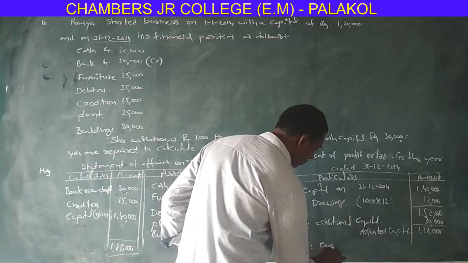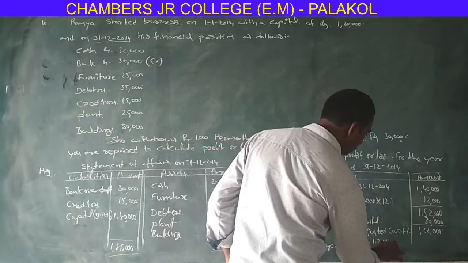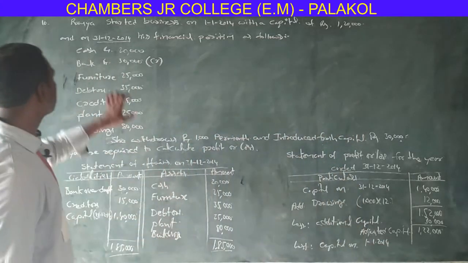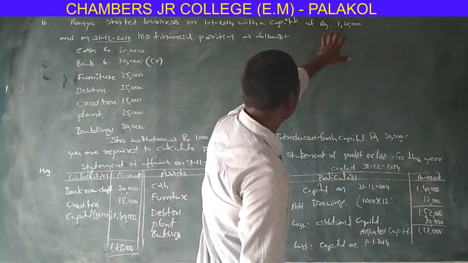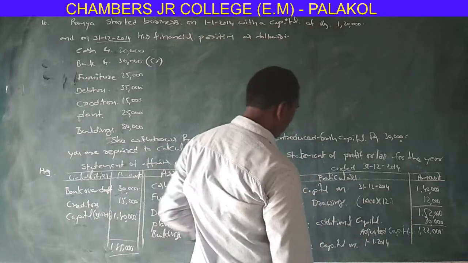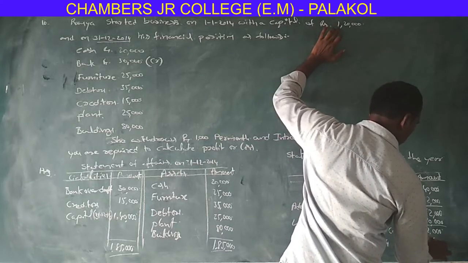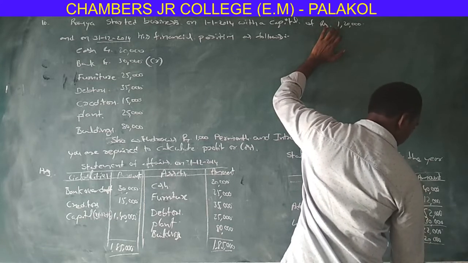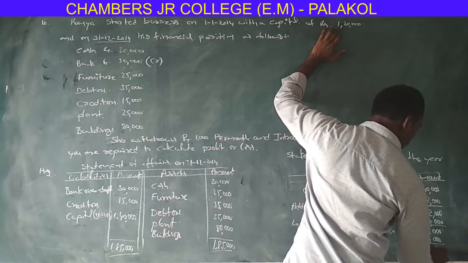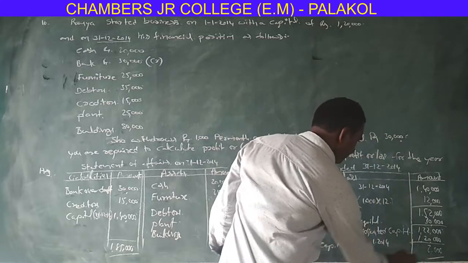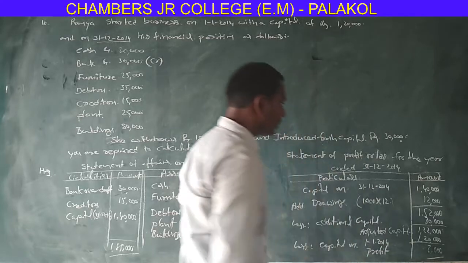Capital on 1/1/2014. Ramya started business on 1/1/2014 with a capital of rupees 1,20,000. This is the opening capital. So take 1,20,000 as opening capital. The difference between 1,22,000 and 1,20,000 is 2,000. This is profit.